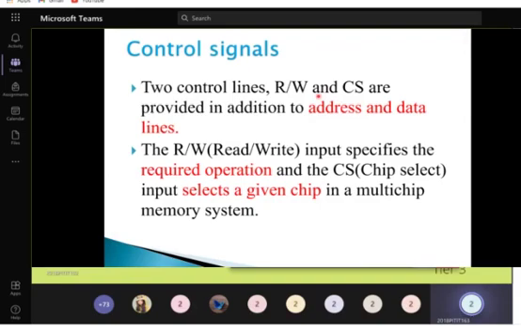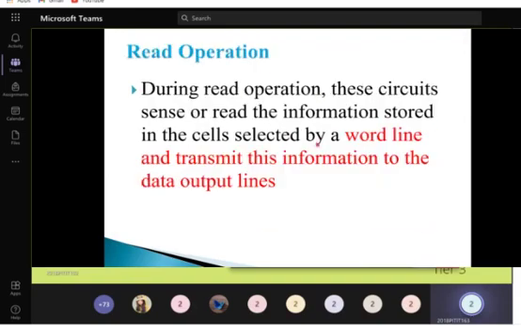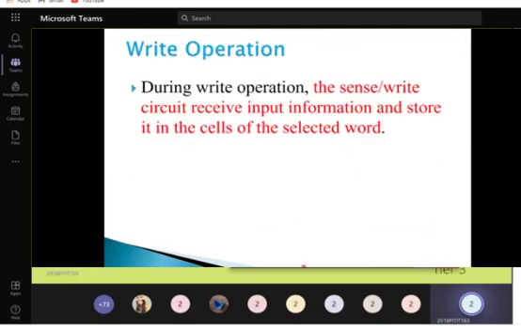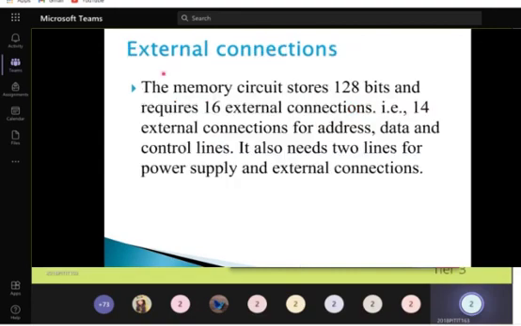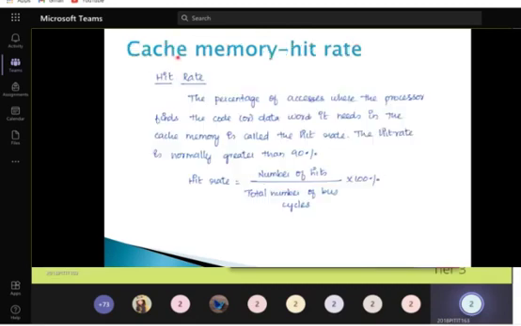And then how that is arranged with control signals like read, write, and chip select. During the read operation, what happens? During the write operation, what happens? And what are the external connections we have? We have 16 external connections, right? 14 for address, data and control lines, and 2 for chip select and read/write.